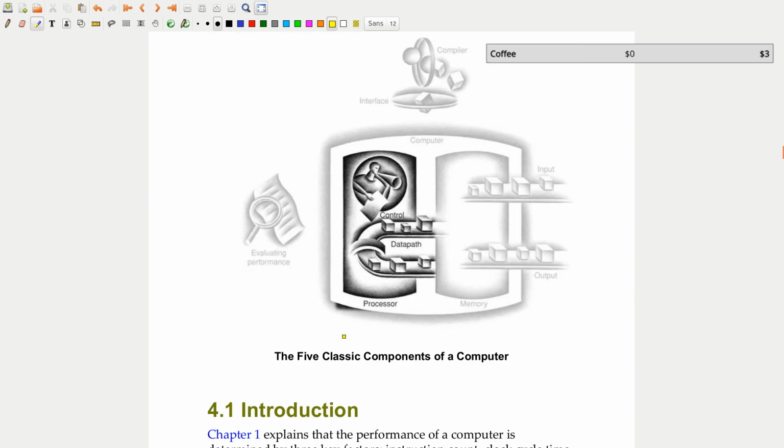So where are we starting? We're focusing right here today. Memory will, I think, be in the next chapter. I think in a chapter or so after that, it'll go over input and output. But we really want to talk about control in the data path because we're talking about the processor today.